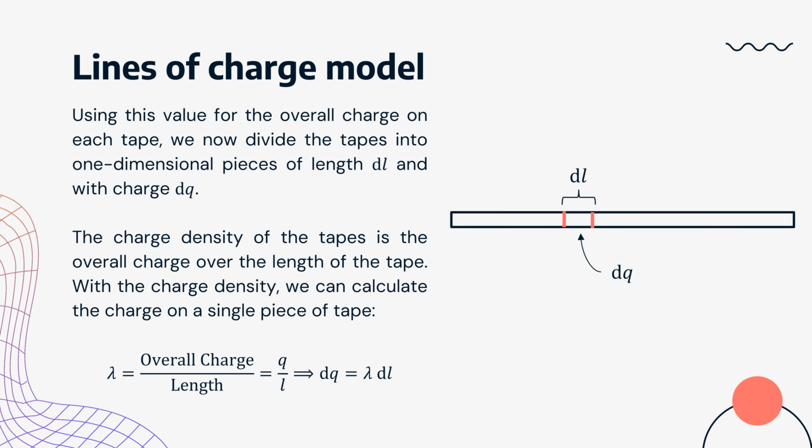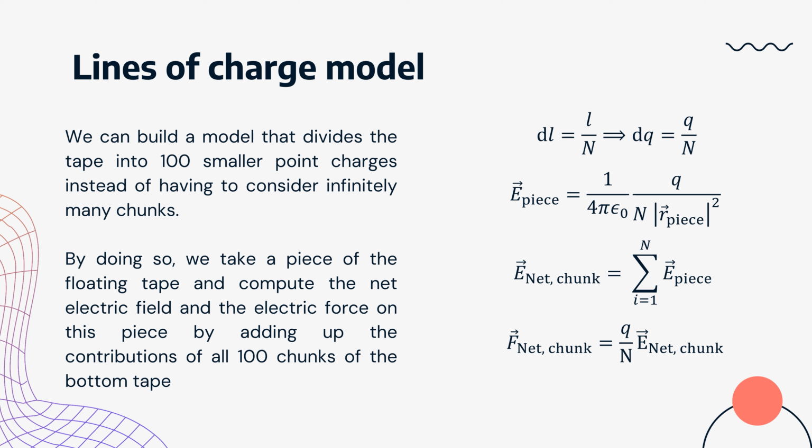Using this value for the overall charge on each tape, we now divide the tapes into one-dimensional pieces of length dl and with charge dq. The charge density of the tapes is the overall charge over the length of the tape. With the charge density, we can calculate the charge on a single piece of tape. We can build a model that divides the tape into 100 smaller point charges instead of having to consider infinitely many chunks. By doing so, we take a piece of the floating tape and compute the net electric field and the electric force on this piece by adding up the contributions of all 100 chunks on the bottom tape.